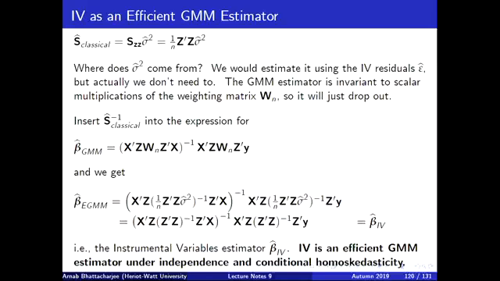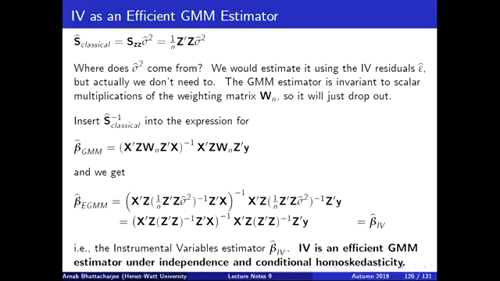So this is my classical estimator of the S hat. Where do I get my sigma hat square from? We could estimate it using the residuals, like we have said earlier. But actually it turns out that we do not need to do it. Why? Because the GMM estimator is invariant to scalar multiples of the weights matrix, so it just drops out. Okay, so you don't really need to estimate this guy. Okay, it cancels out.